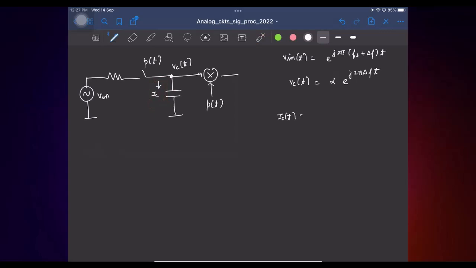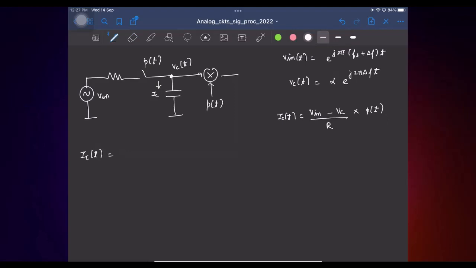IC of t, when P of t is equal to 1, which means the switch is closed, what is the current flowing through the capacitor in terms of the voltages? We don't know VC, but this is basically this current, isn't it? That's basically V in minus VC by R, fine. And when P of t is 0, what is the current? It's 0, it's open. So I can write this current as this times P of t, right?